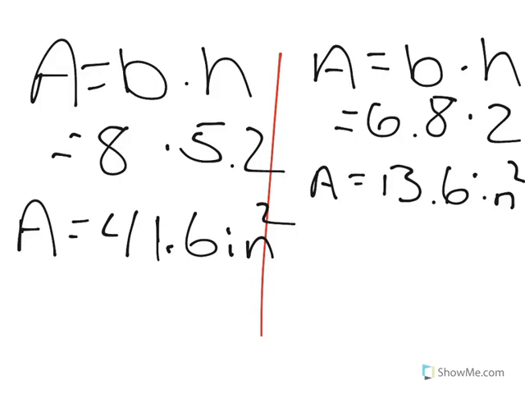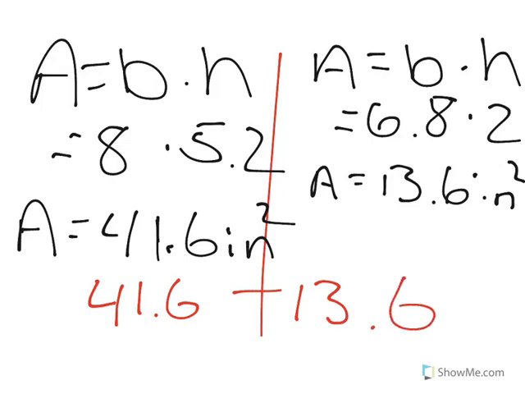What you should notice now is I'm going to take the area of this first one and I'm going to subtract the area of the second one. So I'm going to say 41 6/10 minus 13 6/10. So if I get my calculator, 41 6/10 minus 13 6/10, I should get an area of 28 inches squared.